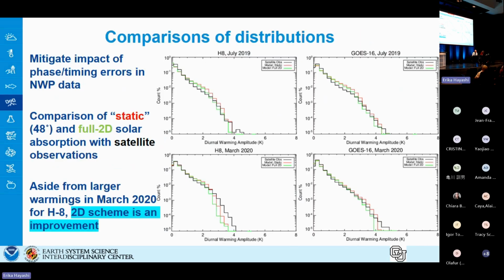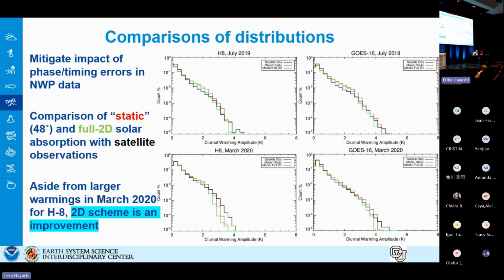Now, one of the ways to get around the fact that when you're trying to do these point-to-point comparisons, you're heavily dependent on having accurate fluxes, is instead of looking at the individual points, you take a look at the distributions, and these are logarithmic plots. And what we have is the satellite observed diurnal warmings, and the static model is the red line, and the full 2D new scheme is the green line. And so here we would say that is generally closer to the black line. So we're pretty much happy that that is better. And again, here we'd say for the majority of this, that is better.